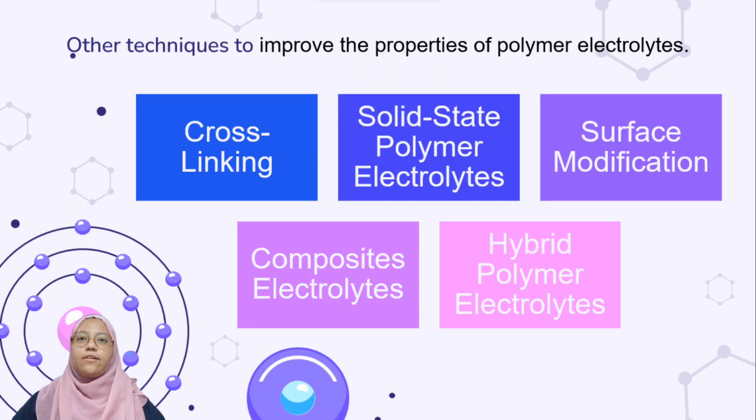Other than that, there are another five techniques to improve the properties of polymer electrolytes: cross-linking, solid-state polymer electrolytes, surface modification, composite electrolytes, and hybrid polymer electrolytes.